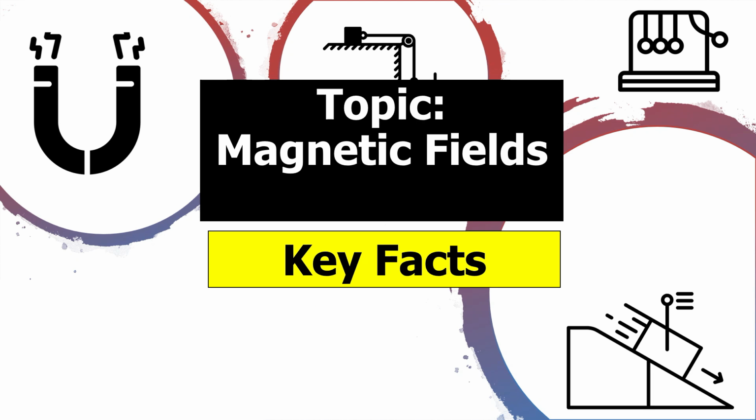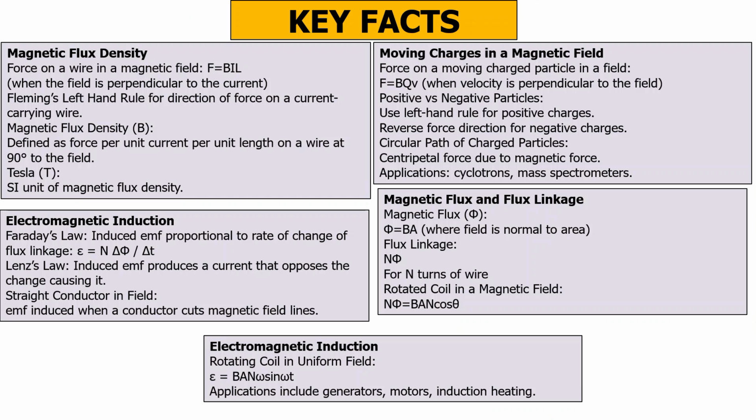So what are the key facts to do with magnetic fields? Well, firstly, for magnetic flux density, the force on a wire in a magnetic field is F equals BIL when the field is perpendicular to the current. We use Fleming's left-hand rule for the direction of the force on a current carrying wire. We define magnetic flux density B as the force per unit current per unit length on a wire at 90 degrees to the field. We also define the tesla as the SI unit of magnetic flux density.